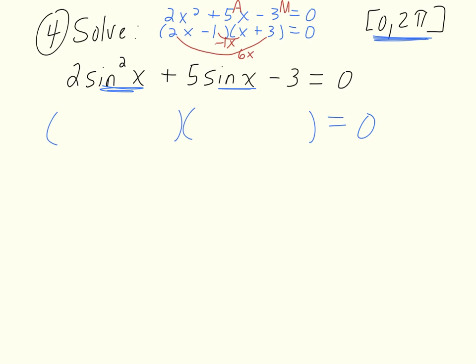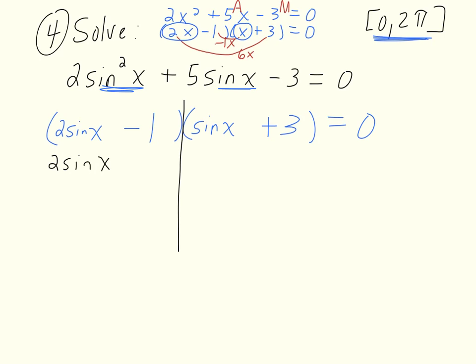So instead of starting off with 2x, we're going to start off with 2 sine of x, and then sine of x. That's kind of like the 2x and the x up above. Now the -1 and the +3 are still going to remain. So from there, it's equal to 0. We're looking to solve. So we have these factors. So what we now do is we set each factor equal to 0 and we solve.